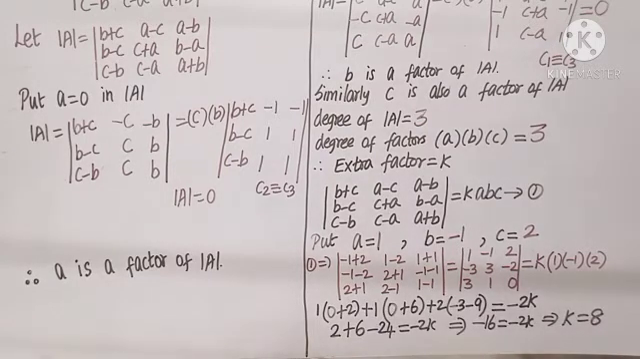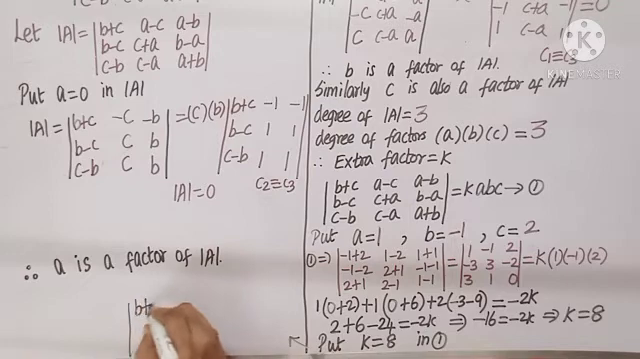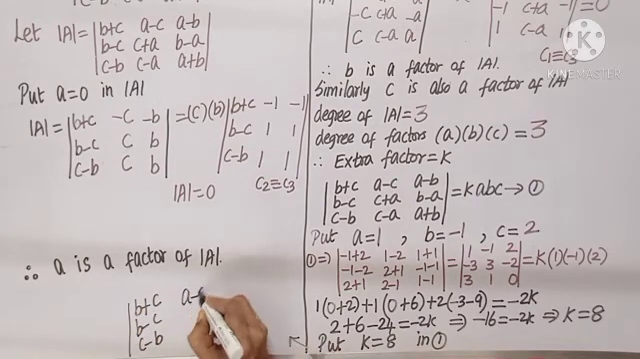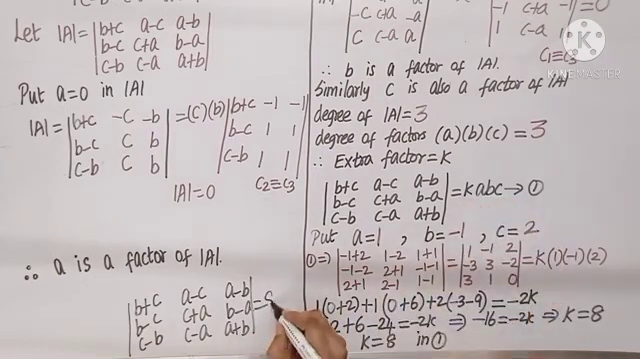Is my answer over? No. Put this k value back in equation 1. So substituting k equal to 8 in 1, I get the answer. Let me write here. Determinant of b plus c, b minus c, c minus b, a minus c, c plus a, c minus a, minus b, b minus a, a plus b equals k value 8, a into b into c.